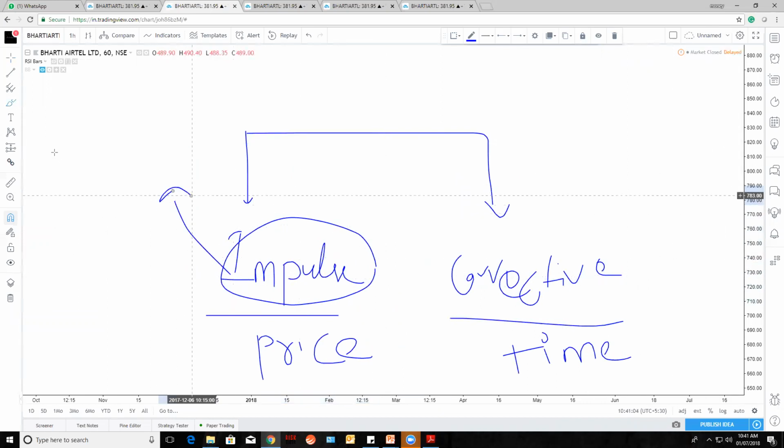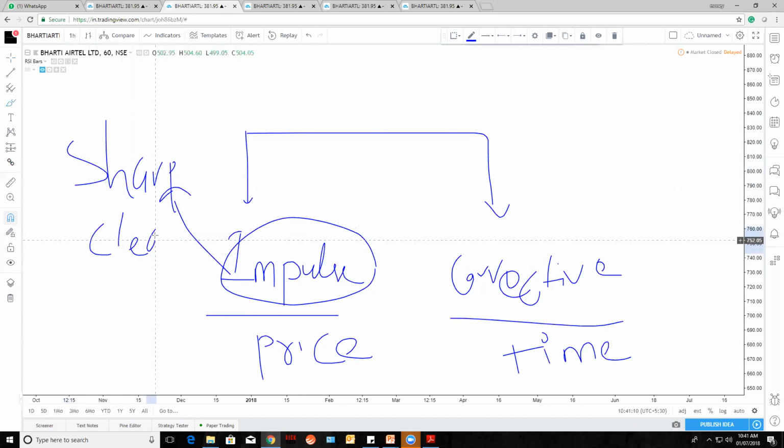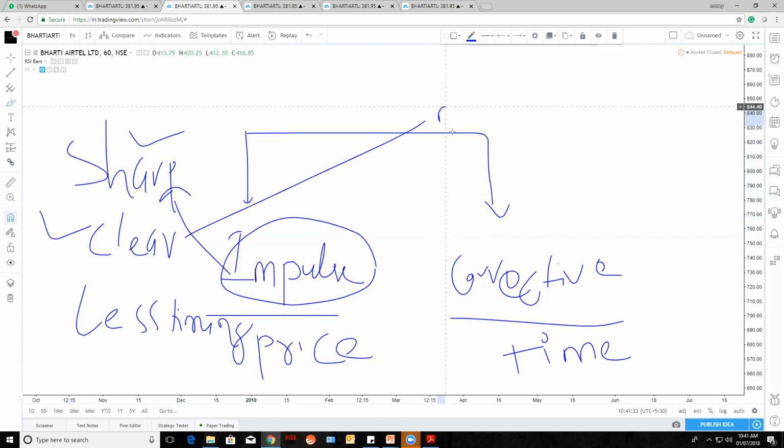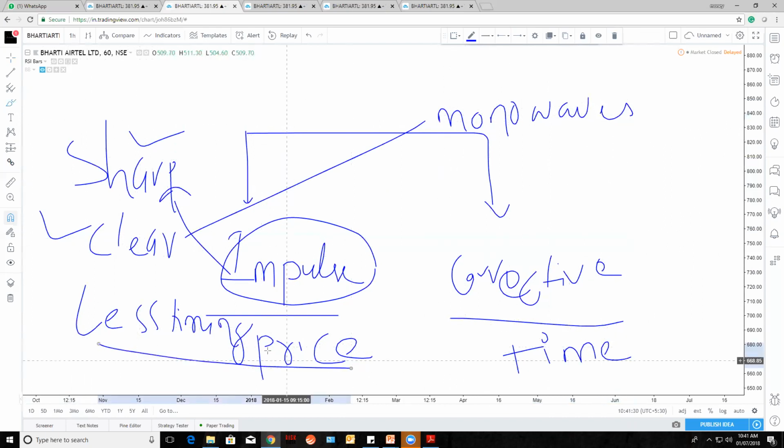Impulse waves are sharp moves and clear moves, and less time taking compared to corrective waves. They are sharp, clear, visible, or you can say there is a mono-wave like structure. Impulse waves are like mono waves, less time taking, and you see them in terms of price.